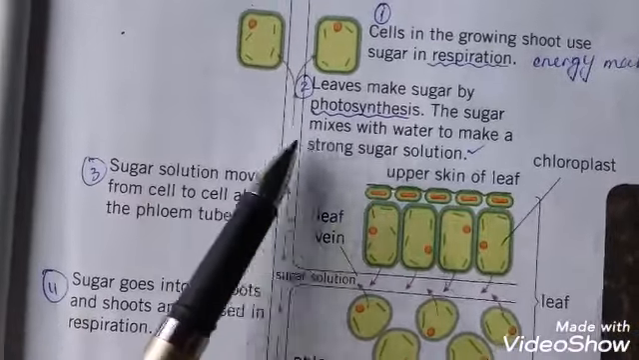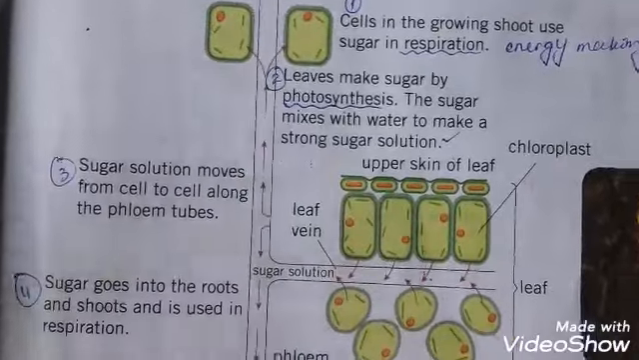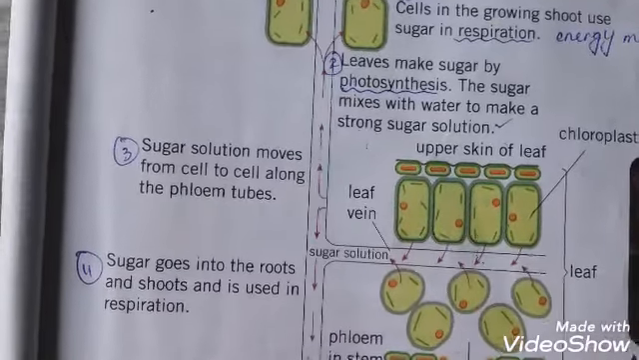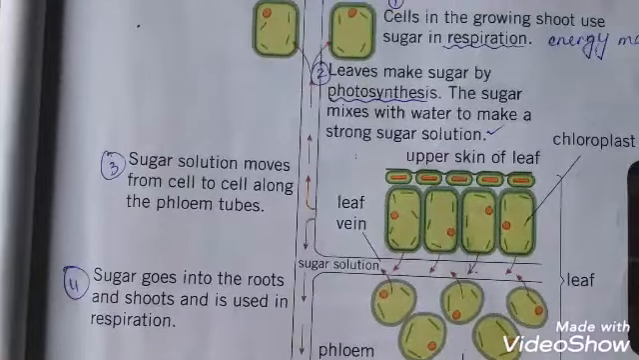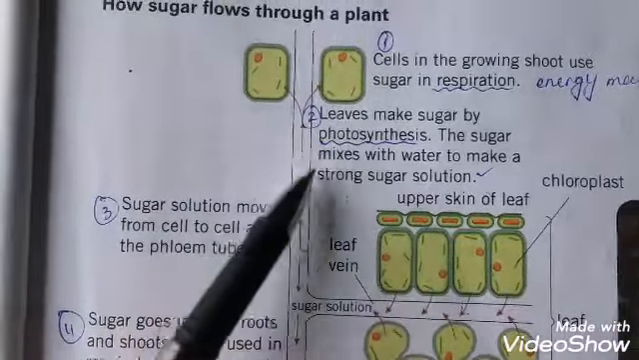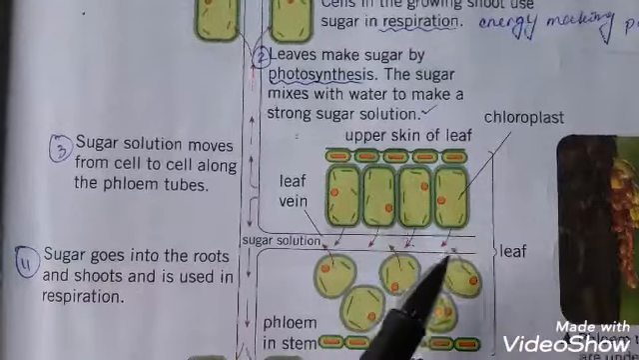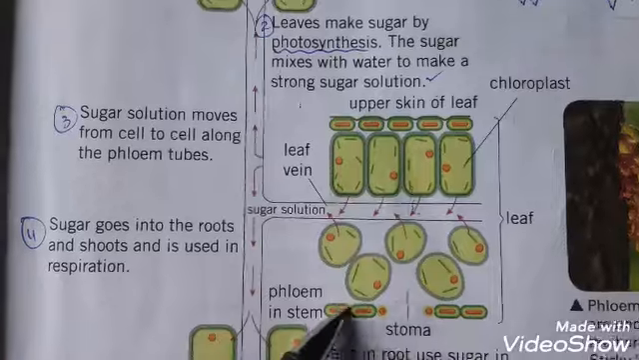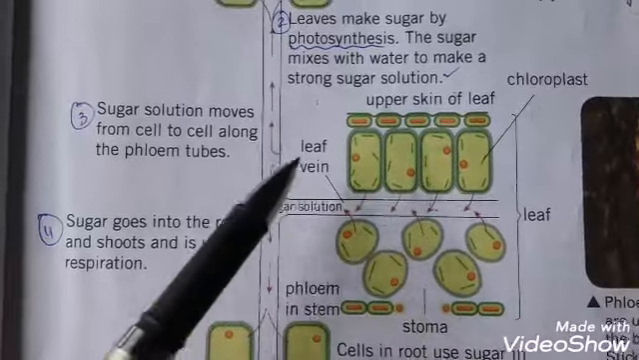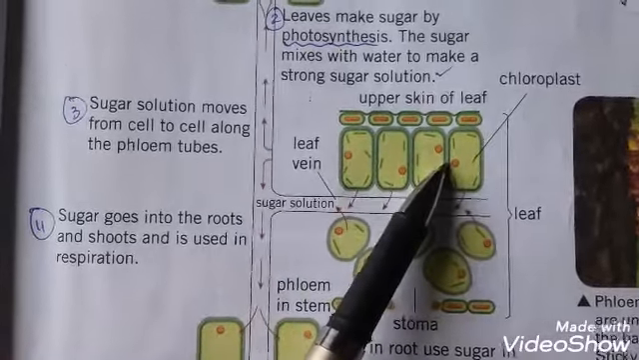Second, leaves make sugar by photosynthesis. As we know, in the leaves sugar solution is prepared by photosynthesis in the presence of sunlight. This sugar mixes with water to make the sugar solution, and this is the upper skin of the leaf from where sugar solution moves down, and this is the lower from where sugar solution moves up. And these are the chloroplasts.